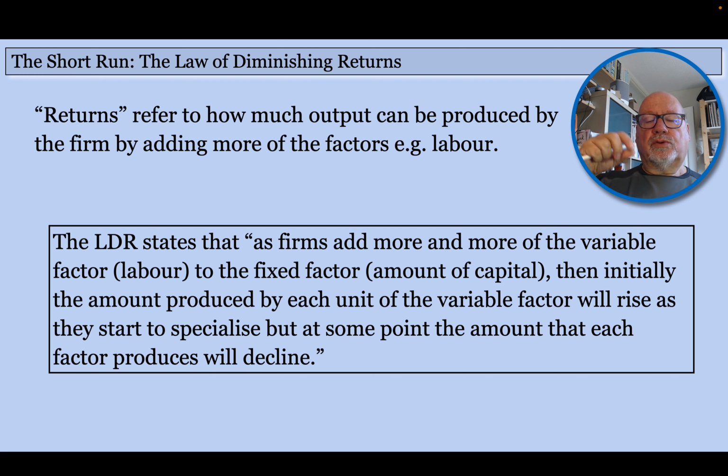So if you add one or two workers into your business, they're going to be quite productive, and initially maybe even their marginal product is going to rise because they start to specialise in the jobs that they're doing. But there will be some point, and that's this law, where it's going to start to diminish. In other words, the amount that each factor produces is going to decline at some point.